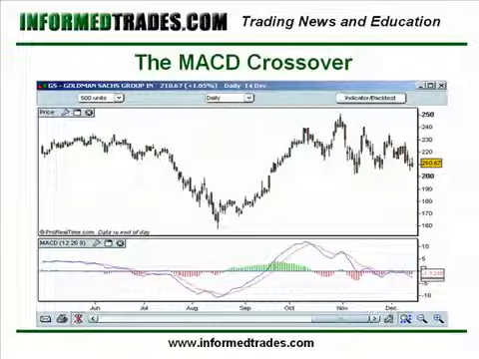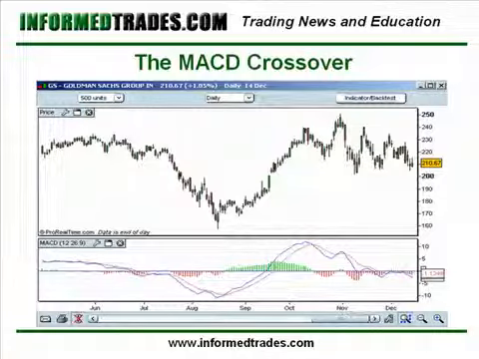The second way is what's known as the MACD crossover, and very simply, when the MACD line crosses above the signal line, this is a bullish sign, and some traders will trade this as a buy signal. And when it crosses below the signal line, then that is a sell signal, and traders will look to go short or exit their long positions on that cross.